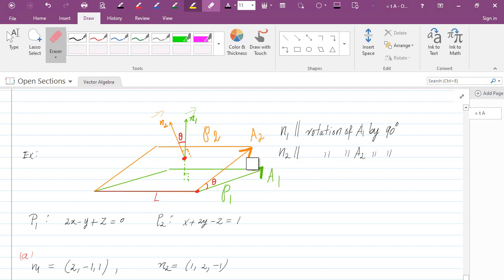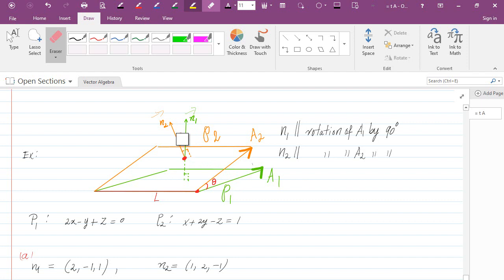So if I rotate a1 by 90 degrees, I get a vector parallel to n1. If I rotate a2 by 90 degrees, I get a vector parallel to n2. So basically, if you imagine that you are rotating both of these vectors at the same time by 90 degrees, then you're going to get vectors parallel to n1 and n2. So it's clear that the angle between the planes would be the same as the angle between the two normal vectors. So to find the angle between two planes, you just find the angle between their normal vectors, which we already know how to do.